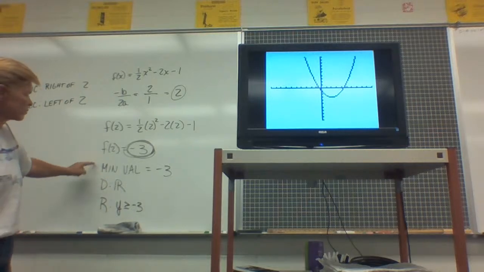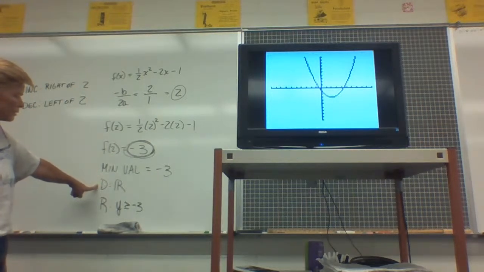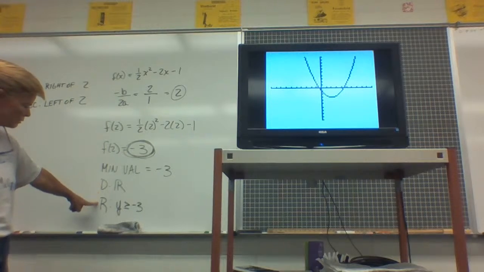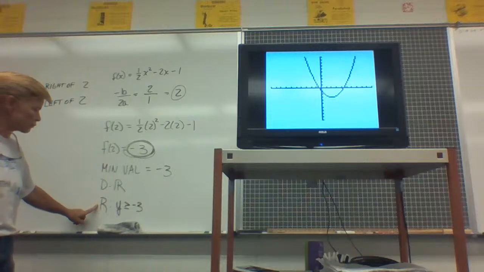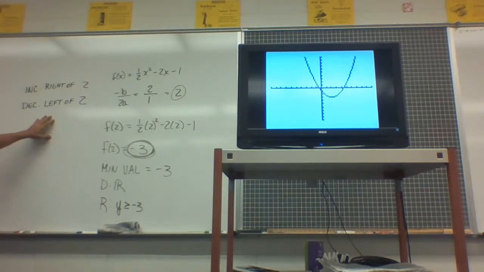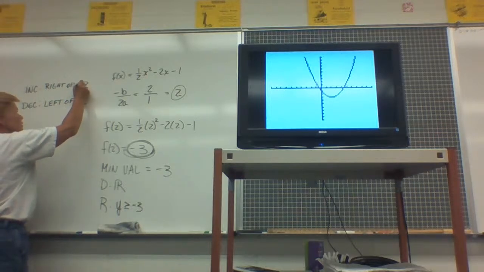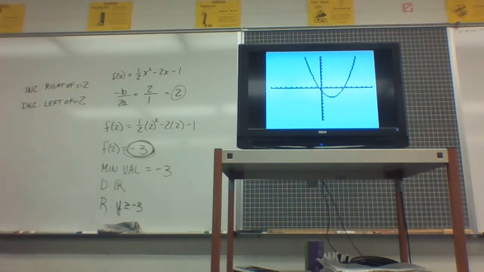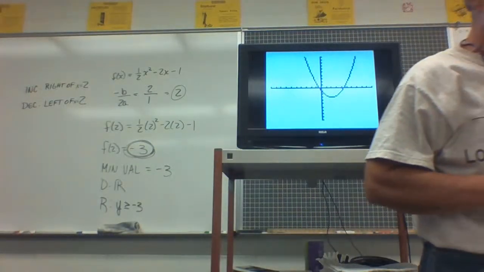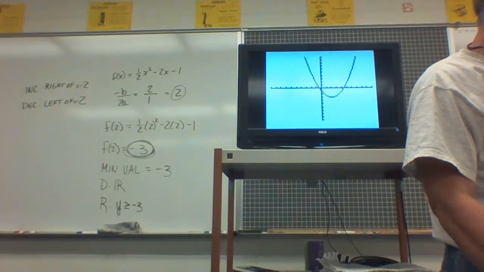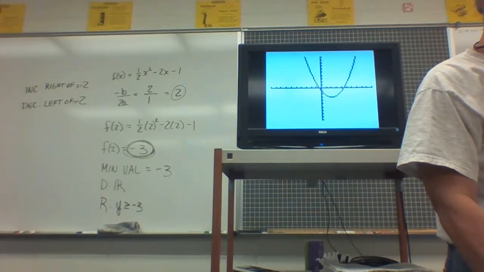So this function has a minimum value of -3. The domain is all real numbers, as it always is for parabolas. The range only works for -3 up, so y's which are greater than or equal to -3. And this particular graph is coming down to the left of 2, meaning decreasing, x equals 2, and it's increasing to the right of x. We probably should put this in there: x equals 2. We should probably put x equals so that we know we're talking about the x value of the vertex. Okay, that's how that one goes. Increasing and decreasing. You may want to review this.